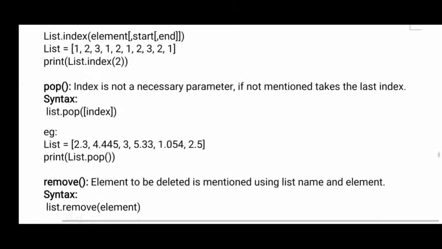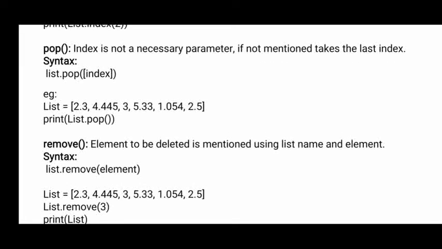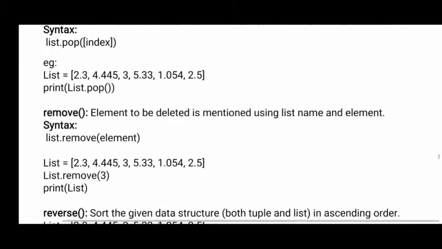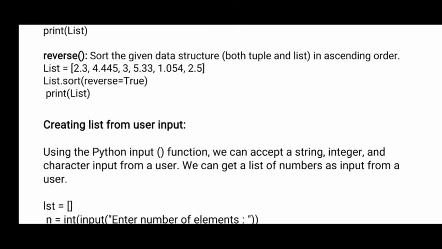The next one is pop. Okay, so pop, what it will do, it will just remove an element from the last. Okay, understood? Now the next one is remove, which removes an element. Okay, but from where will it remove? It removes from the starting, or you can give a particular index where you want to remove an element. The next one is reverse. Whatever list is there, if you want to display that list in reverse order, then we'll use the reverse function.